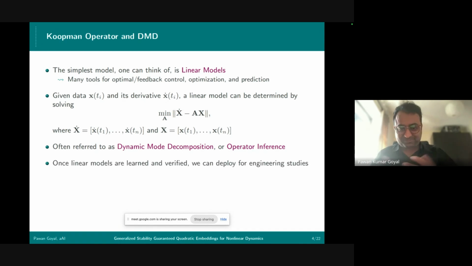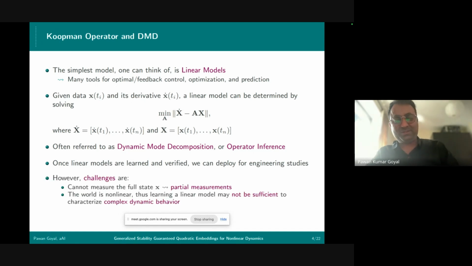So once we learn the linear dynamical system, and if you happen to be in a situation where linear systems are good, and we have verified in experiments that linear models are working, or your behavior is almost linear, then we can deploy it and perform engineering design studies based on it.